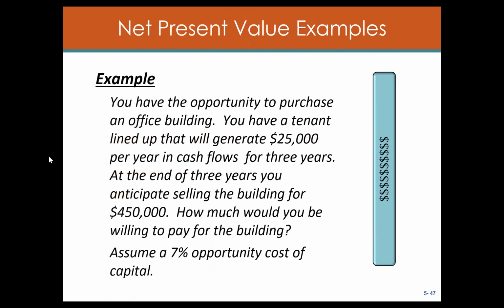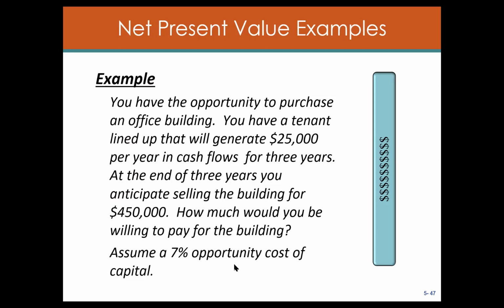So here is an example. You have the opportunity to purchase an office building. You have a tenant lined up who will give $25,000 every year in cash flows for 3 years. At the end of 3 years, you anticipate selling the building for $450,000. How much would you be willing to pay for this building now? Assume that 7% is the opportunity cost of capital for this project. So you have a choice here. What is the present value of that investment? And the opportunity cost of capital for this kind of investment is 7%.